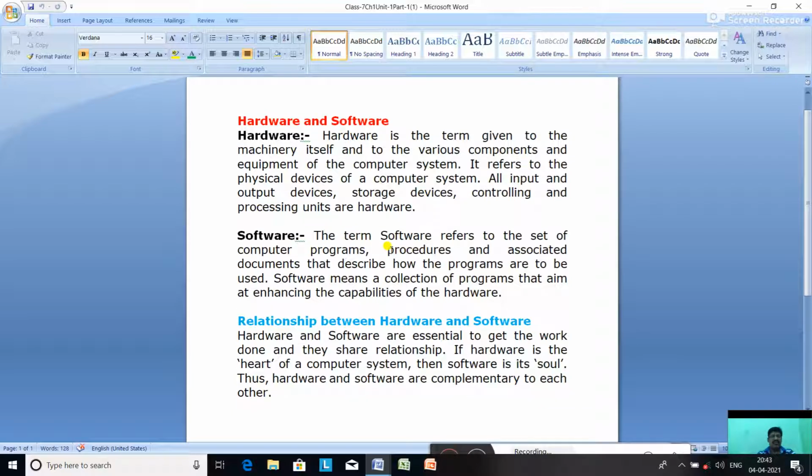Next is, what is software? The term software refers to the set of computer programs, procedures, and associated documents that describe how the programs are to be used. Software means a collection of programs that aim at enhancing the capabilities of the hardware. It increases the capabilities of the hardware.